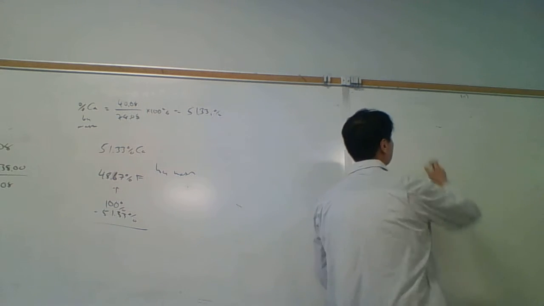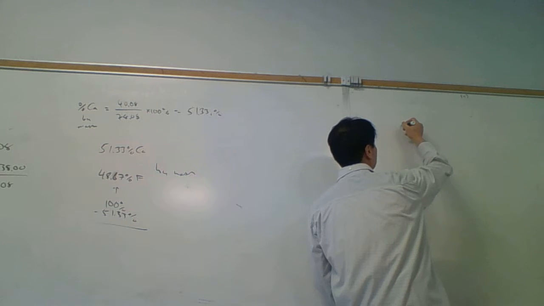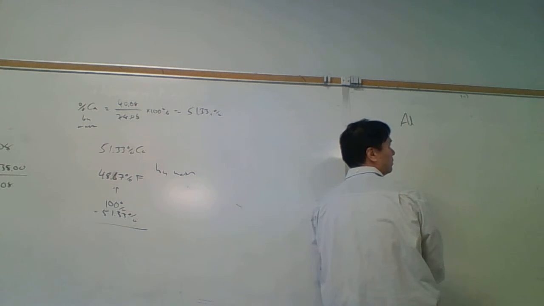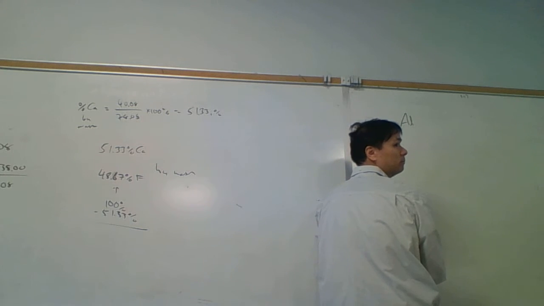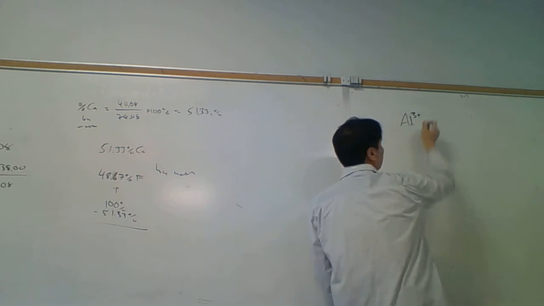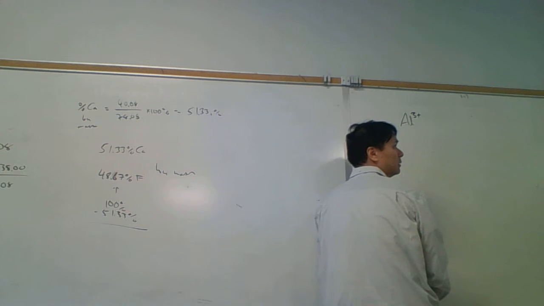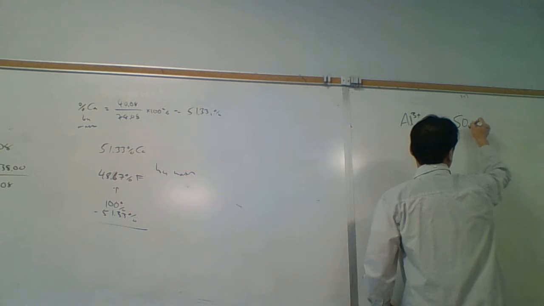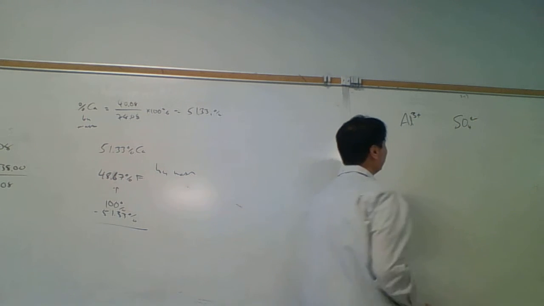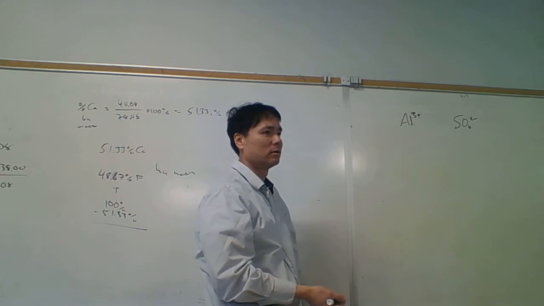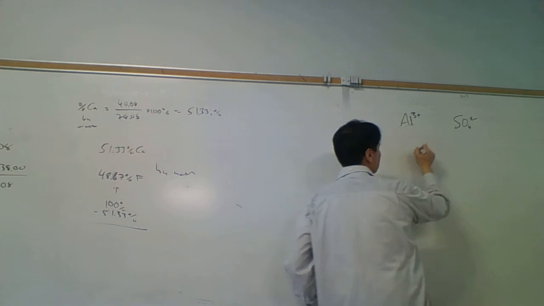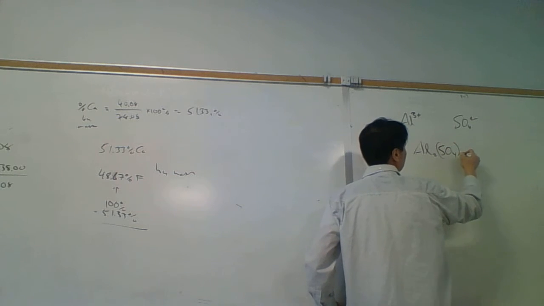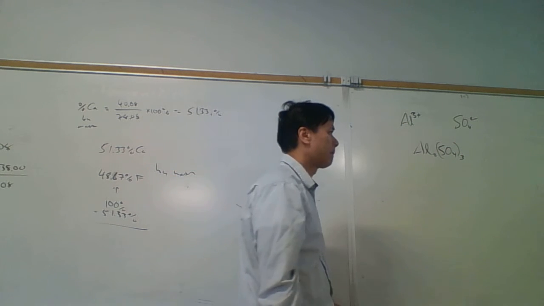So what is aluminum? Charge on aluminum, variable or fixed? And what is its charge? 3 plus. And then sulfate: how many oxygens? 4. So SO4, 2 minus. And so how many aluminums, how many sulfates do we need? 2 aluminums and 3 sulfates will balance it out. Al2(SO4)3, aluminum sulfate.